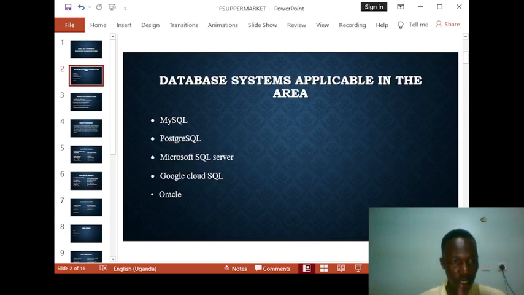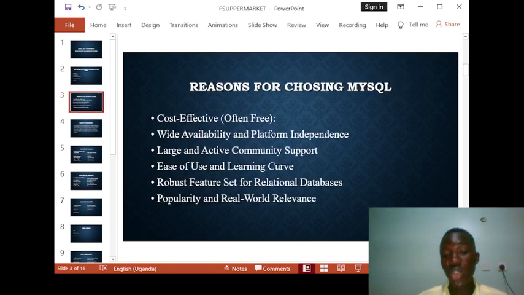So here are the systems applicable in the area I've chosen. You can apply MySQL, Microsoft SQL Server, Google Cloud SQL, and then Oracle. But I'm here to choose only one, the best one for me. So I've chosen MySQL because of some reasons.